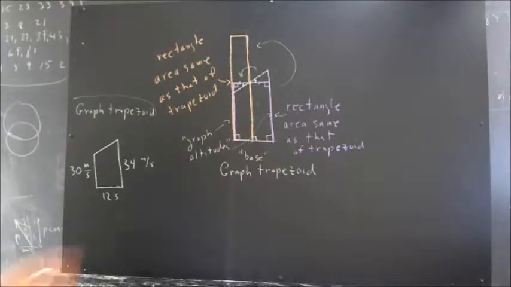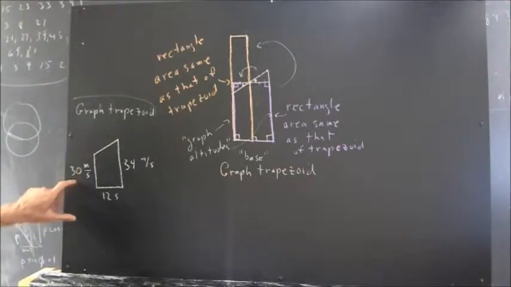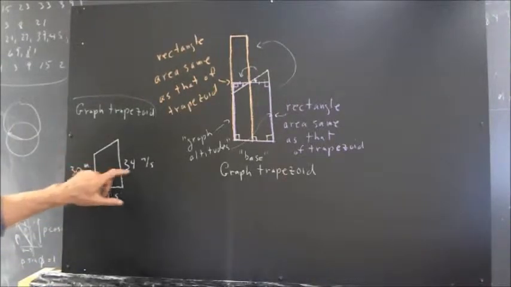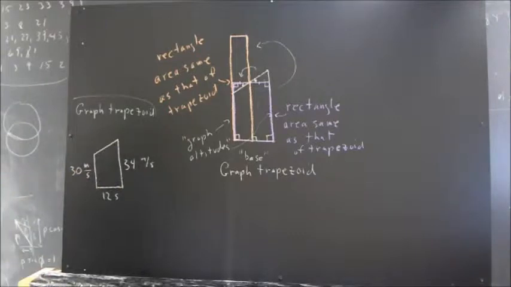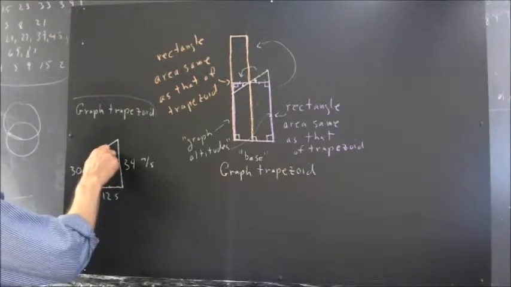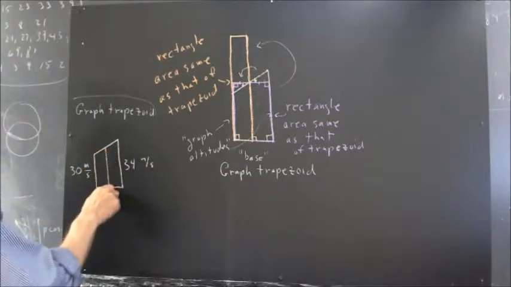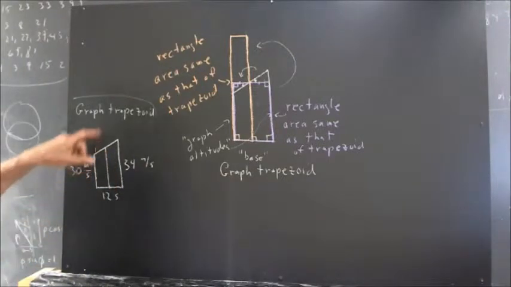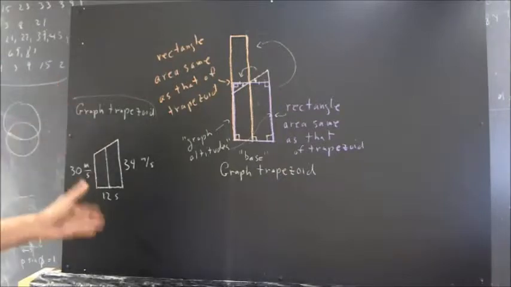Okay, now let's look at this graph trapezoid. The altitudes are 30 meters per second here and 34 meters per second here, and the width is 12 seconds. So if we want to rearrange this into a rectangle, we're going to go to the midpoint of the base and come up here at a perpendicular, so that we're cutting this at the halfway point of the width, okay?